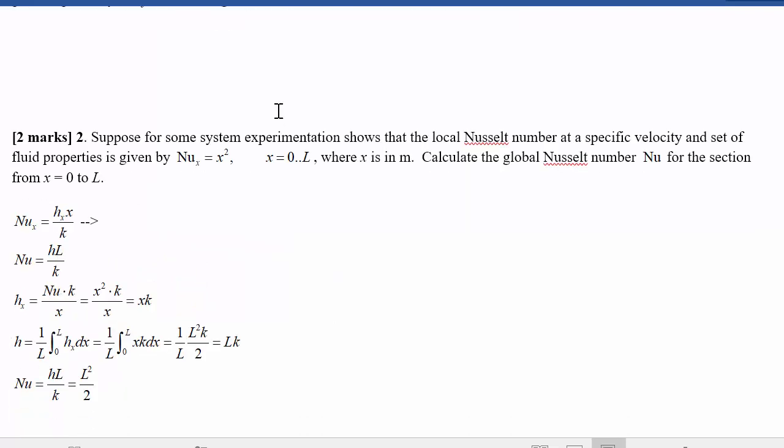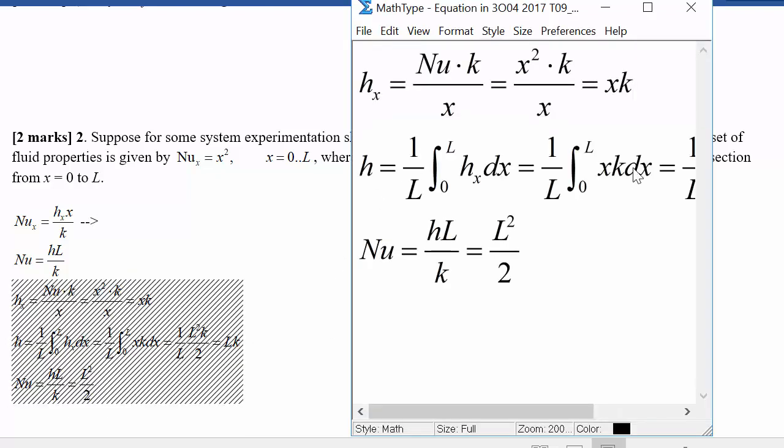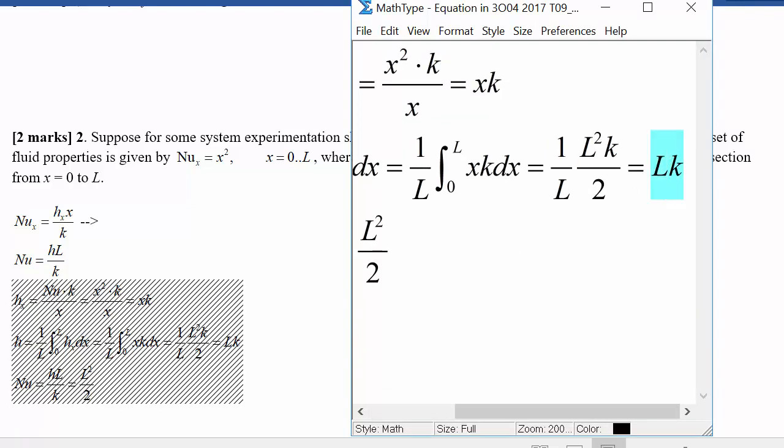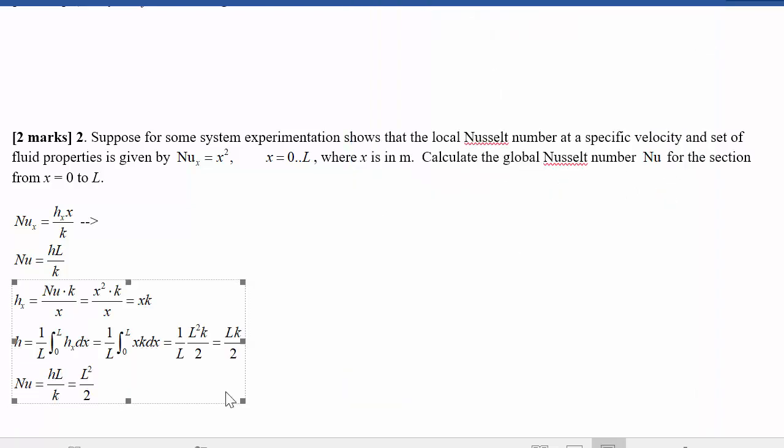What we've got, just to look things over, is that the local Nusselt number being x squared allowed us to figure out what the local convection coefficient was, just x times k, as you move along this plate. Then the global convection coefficient is the average of the local convection coefficient, so that would be L times k over 2. Then the global Nusselt number is the one based on the average convection coefficient. So substituting in Lk over 2, we end up with just L squared over 2.